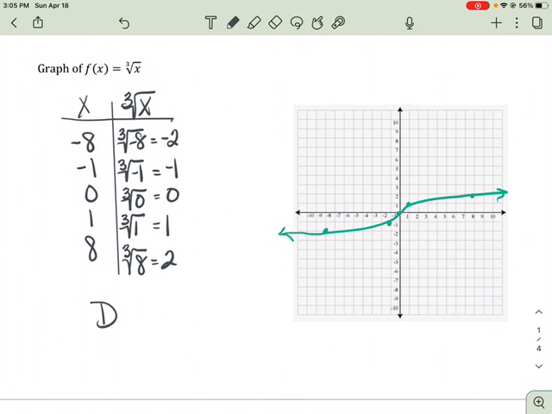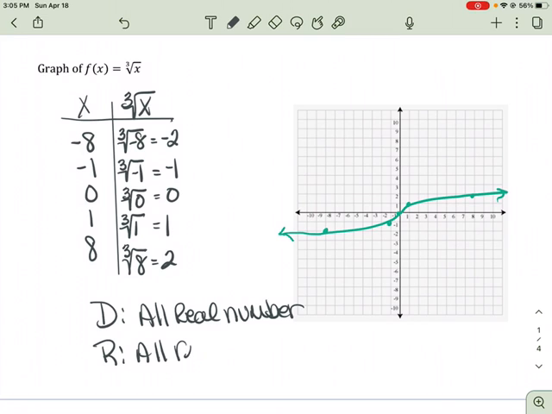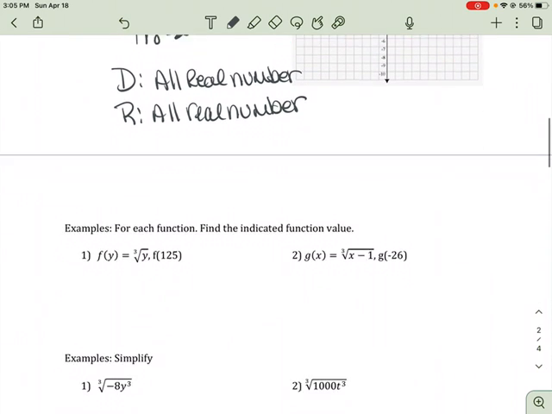Now our domain of a cube root is going to be all real numbers, because we can put any number in and we're going to be able to get a solution. Now that solution may not be perfect. It could be decimals, things like that. And our range, if we look at our graph, is also all real numbers, unlike the square root, which was positive reals for both our domain and range.